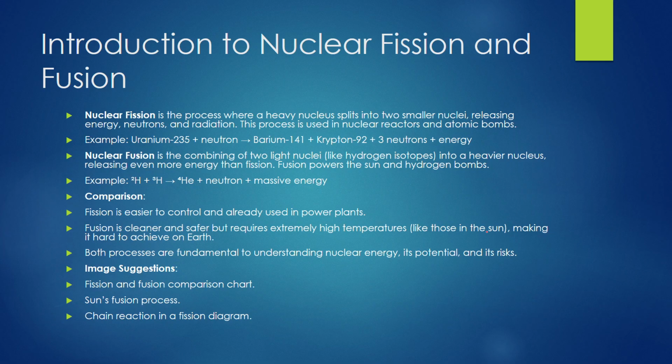So let's move to the last page of today's topic. Nuclear fission is the process where a heavy nucleus splits into two smaller nuclei, releasing energy, neutrons and radiation. This process is used in nuclear reactors and atomic bombs. Example: uranium 235 plus neutron gives rise to barium 141 plus krypton 92 plus 3 neutrons plus energy. Uranium plus a neutron gives rise to barium, krypton, and 3 extra neutrons plus energy.